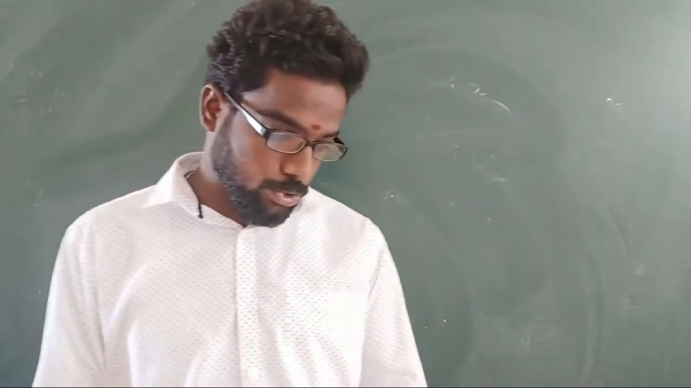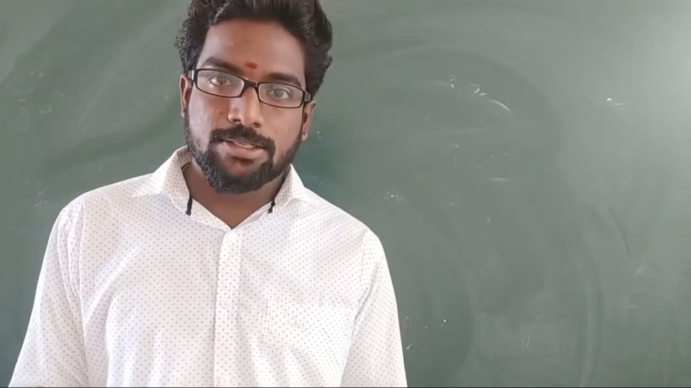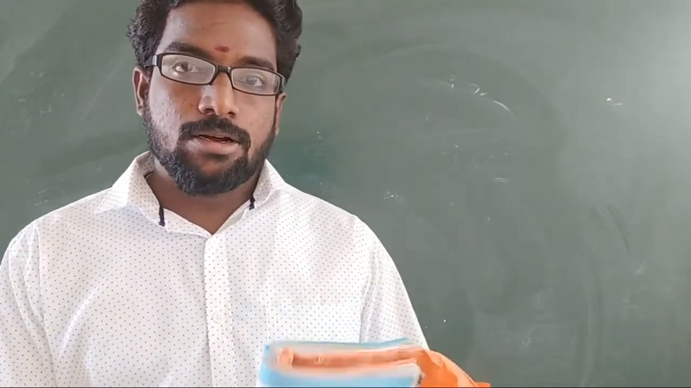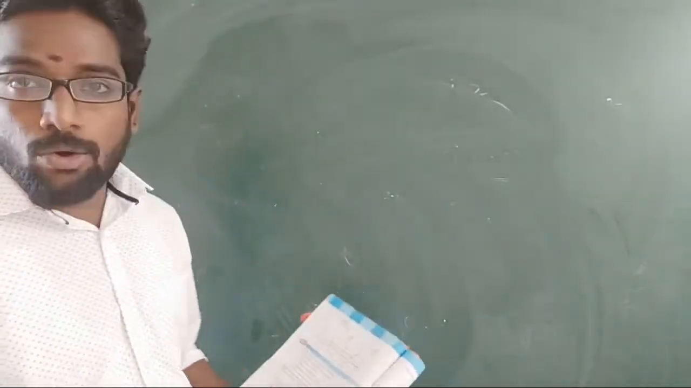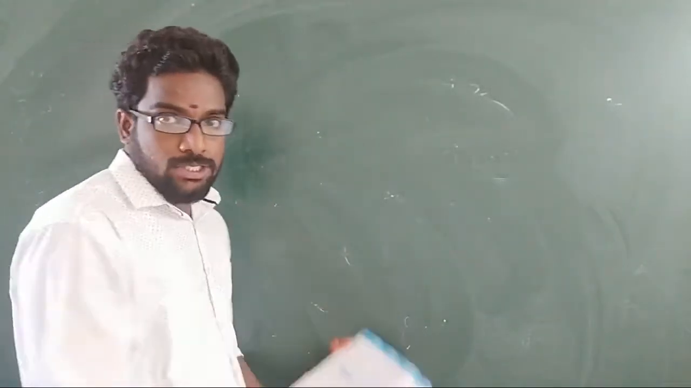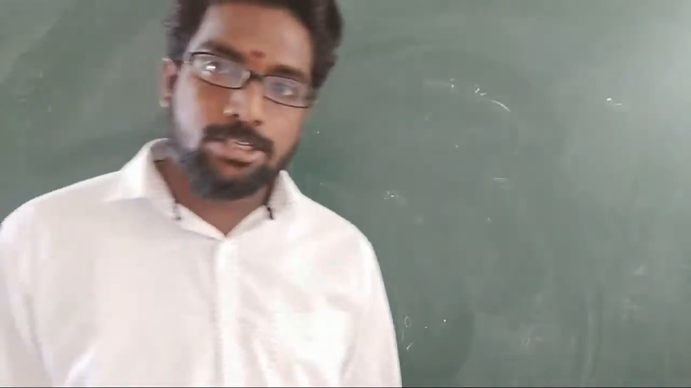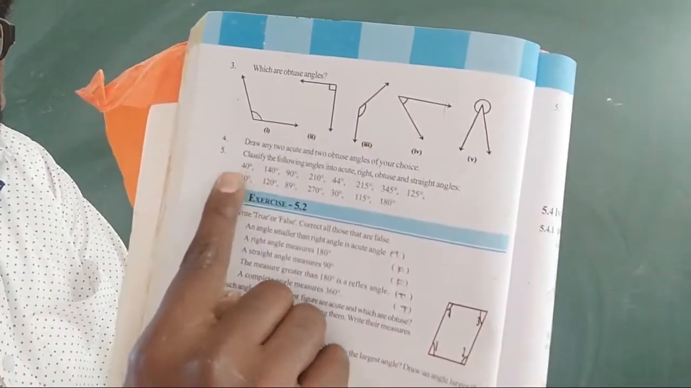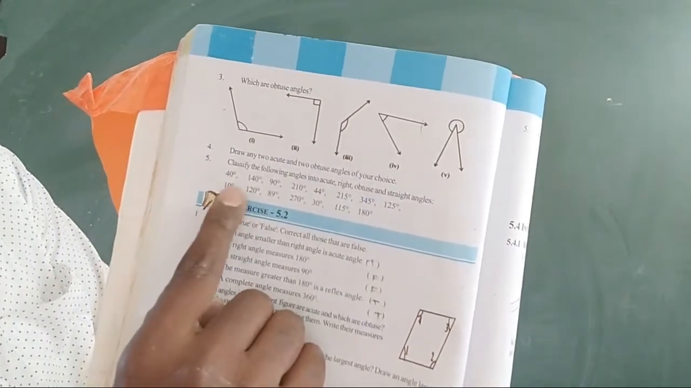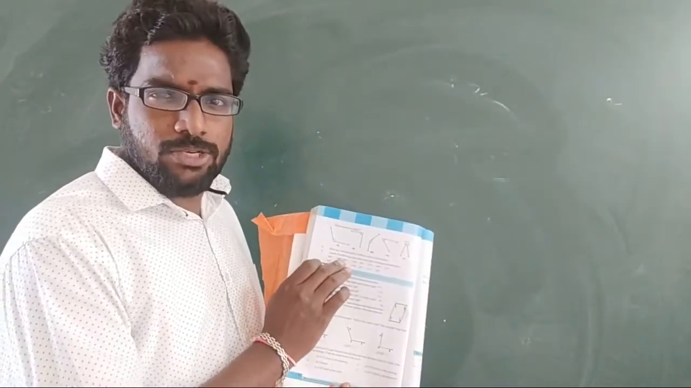Next, fifth question, try this before exercise 5.2. Classify the following angles into acute, right, obtuse and straight angles. Now here I'll write the angles. You have to say whether it is acute, obtuse, reflex, or straight. Right. Now see, first one. Okay, time is over. No problem. This is the last one.